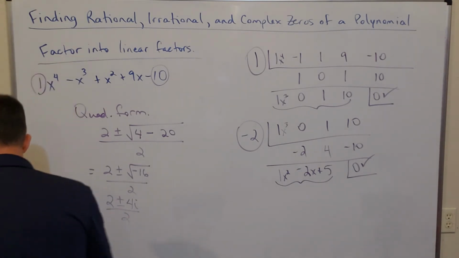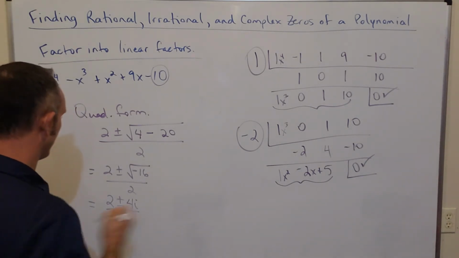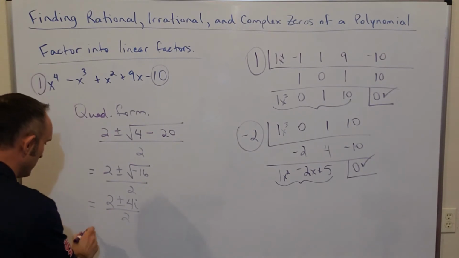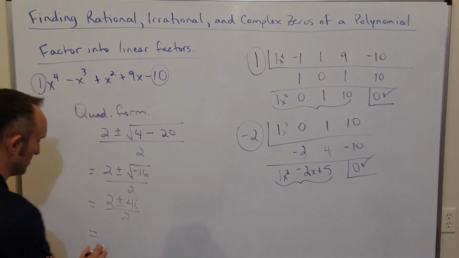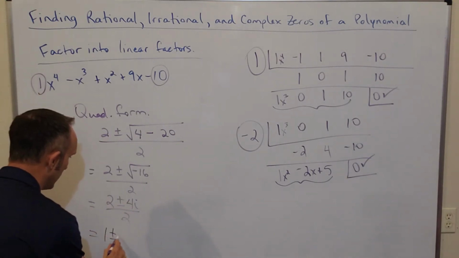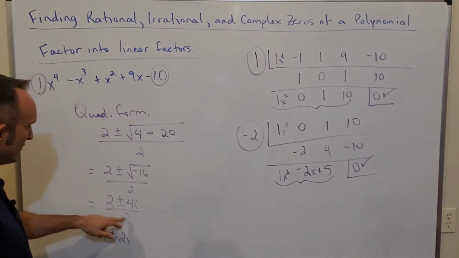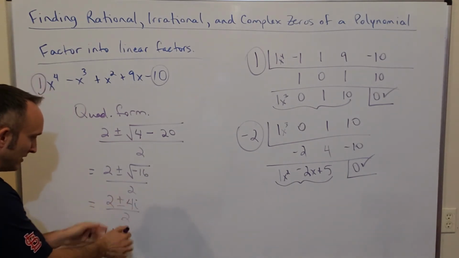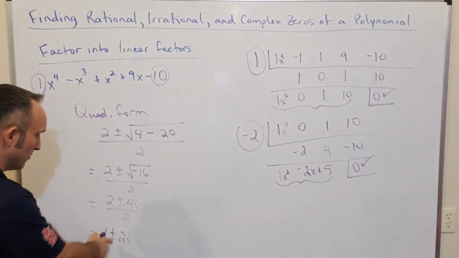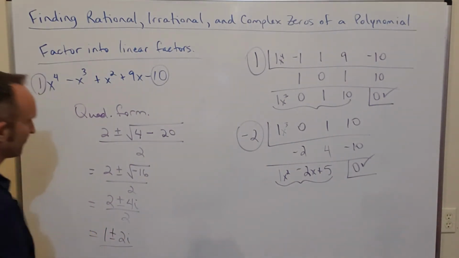Switch purple markers here. So this just turns into, again, because both of these are divisible by 2, I can just divide and get 1 plus or minus 2i. If this didn't reduce, then this would be your 2 zeros, okay? But it does reduce, so we get these.